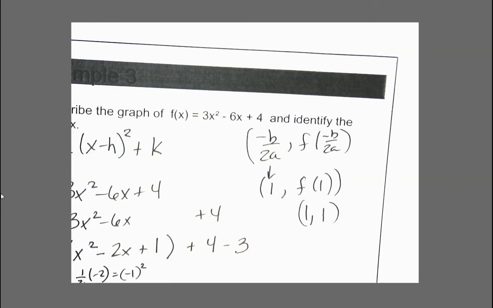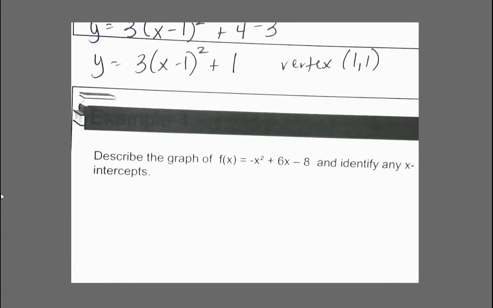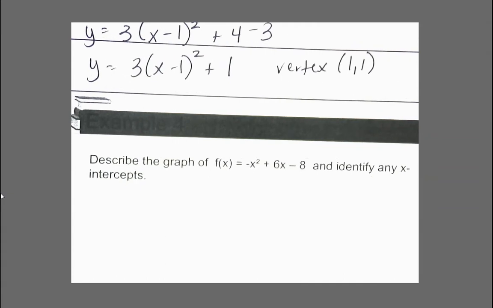Questions on that? All right. So here we are. Identify any x and y intercepts. So let's look. Describe the graph. What do we know, unless we put it in complete the square form? Just looking at it, what can we tell?